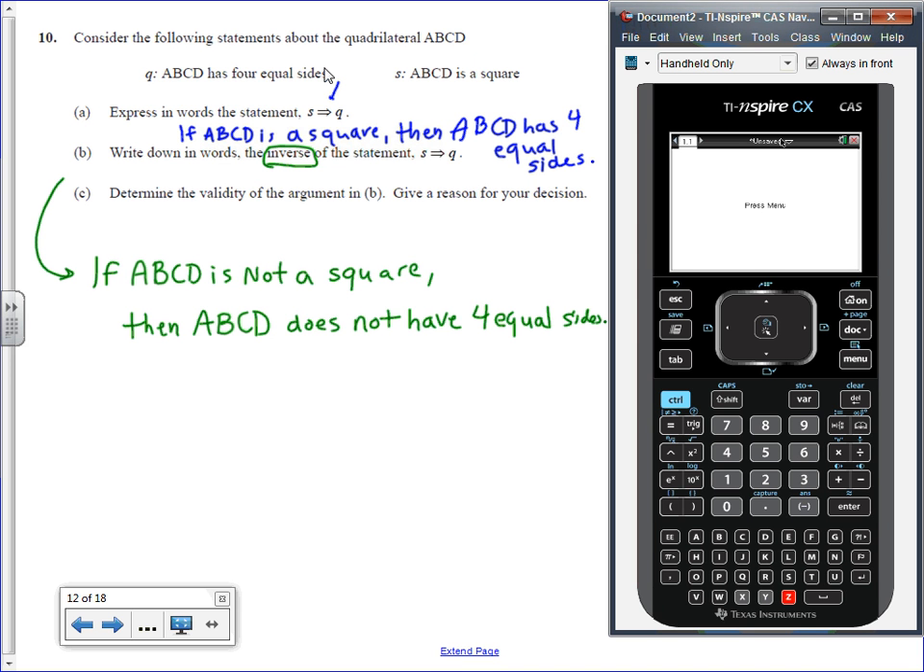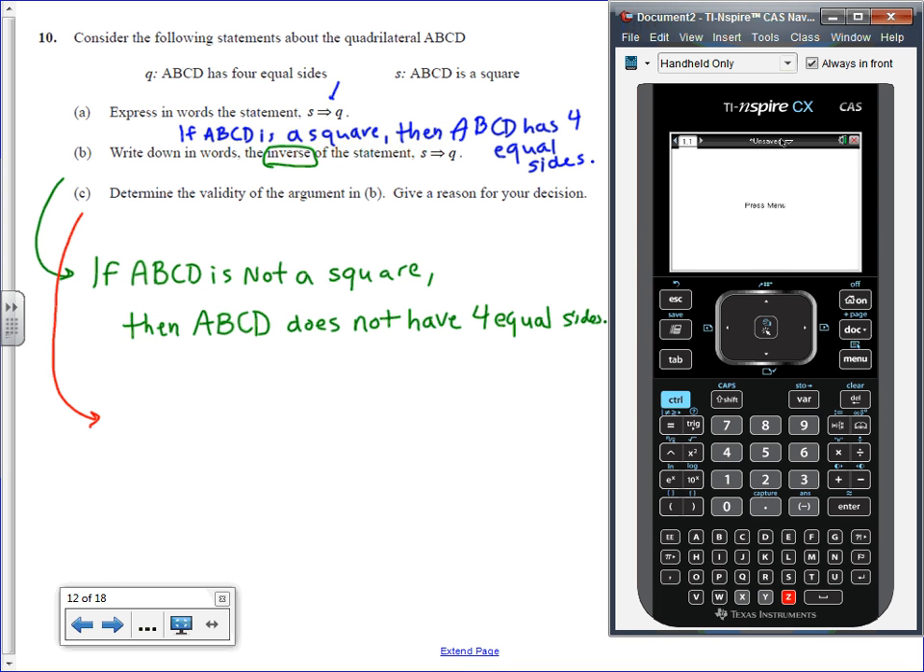And then determine the validity of the argument in B and give a reason for your decision. This is one of the cases where we don't need to use a truth table to determine the validity, though you can if you want to. In some simple cases, we can determine validity just by actually reading the statement and deciding if it's logically sound or not. And we know squares and we know the rules about squares and quadrilaterals, so we can actually determine if we just wrote a valid argument or not a valid argument. So let's read it and think about it.